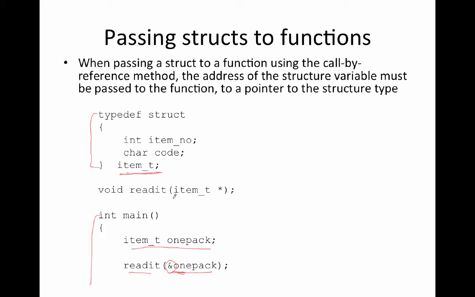And that means that in the function prototype and also in the function header, what we're going to have is a pointer to a location of the type item_t. So again, the address of a structure of the type item_t gets passed to a pointer to a structure of the type item_t.